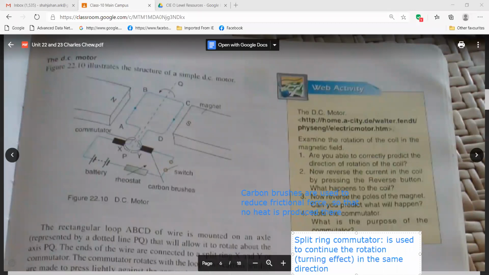In the same direction. Look here, because of this split ring commutator, we can continue: part CD we are replacing AB. It's again going downwards, right? CD is going downwards, then AB is going upwards. So the rotation process is continuing in the same direction because of this split ring commutator. If there is no split ring, then we cannot have this.